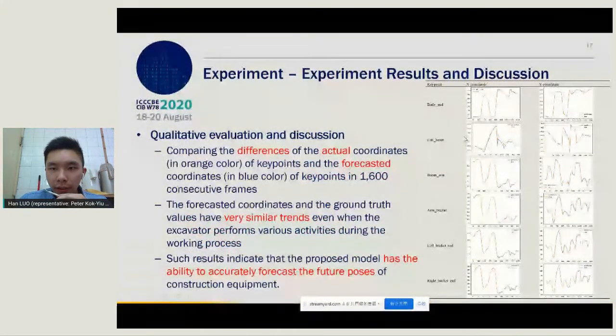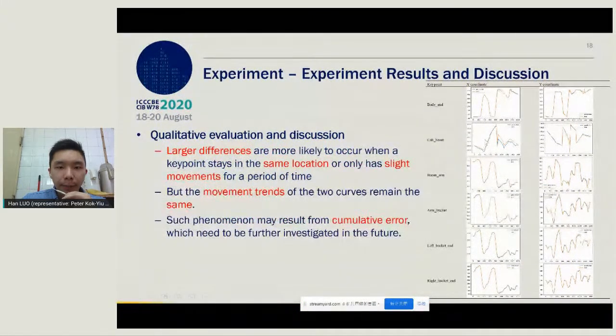This qualitatively shows the XY coordinates over time. You can see the forecasted and the ground truth are quite similar. Particularly for the cab bone, there may be some fluctuation when it is staying still over a period. We think that is because the GRU module may have some accumulation of error, because it is utilizing the knowledge from previous frames. So maybe the error accumulates to give the fluctuation. We will further investigate that in the future.